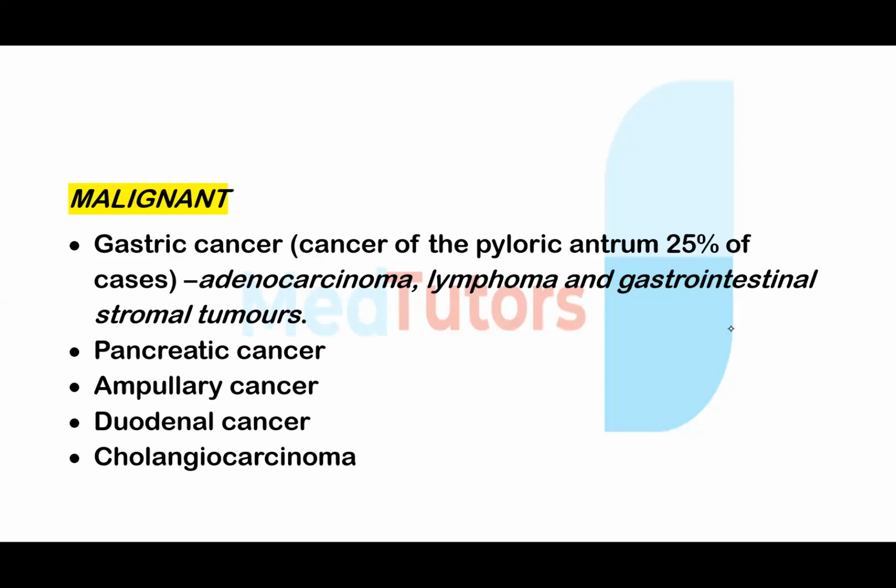Now, malignant causes of gastric outlet obstruction, okay? Gastric cancer, cancer of the pyloric antrum, accounts for 25% of cases. Adenocarcinoma, lymphoma, gastrointestinal stromal tumor, pancreatic cancer, ampullary tumors, okay, duodenal cancer, and cholangiocarcinomas. Now, all these other tumors, especially pancreatic tumor, cause extraluminal compression, especially because you know the head of the pancreas is lodged in the C shape of the duodenum. The ampulla can also cause gastric outlet obstruction, as well as duodenal tumors and cholangiocarcinoma. Aside from the gastric tumors and duodenal tumors, these other tumors usually act through extrinsic compression of the gastric outlet.